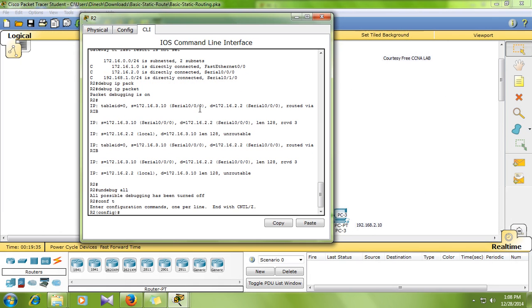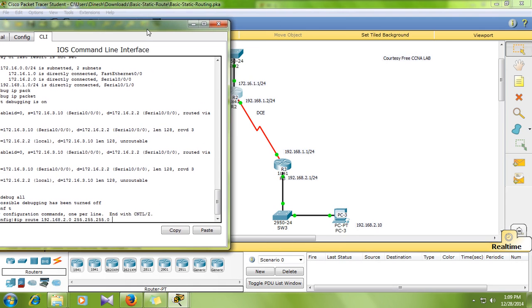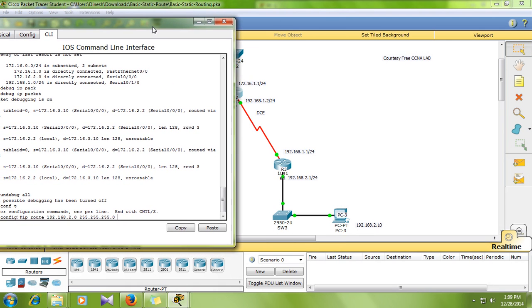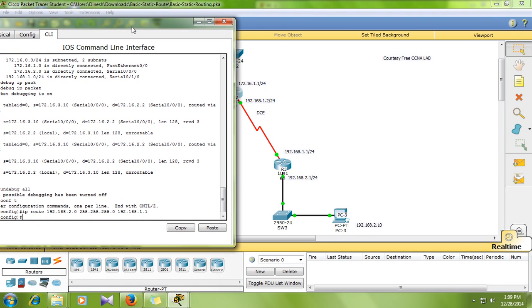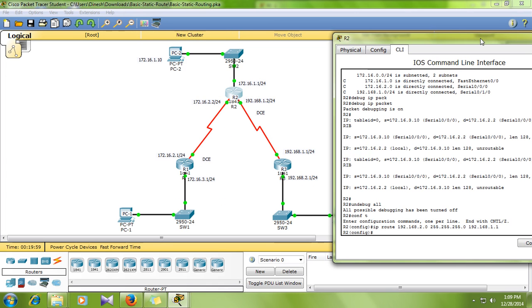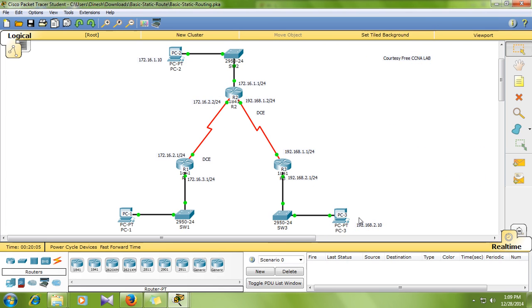Global configuration mode. ip route 192.168.2.0 255.255.255.0. What is the next hop interface in R2 for reaching the 192.168.2 network? It should be here, 192.168.1.1. For example, if you enter this interface, then again it will fail, because it will forward the packet back here. Here you do have the route for 192.168.2.0, so it won't reach.